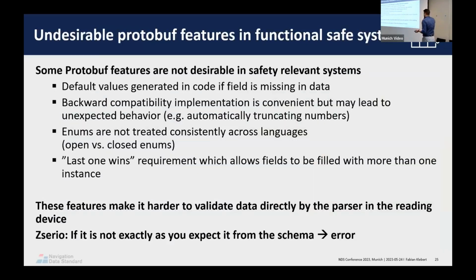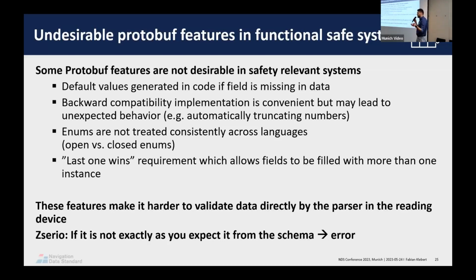When looking at functional safety, part of the analysis was that we found Protobuf has some undesirable features for functionally safe systems. For instance, you can see the list. There are some default values generated in the code. So basically, if something in the stream is missing, the generated code will simply say, okay, I give it a default value. So the reading application will not be able to validate whether that was really meant to be like this, or whether this is now generated as a default value, only because it wasn't in the stream.